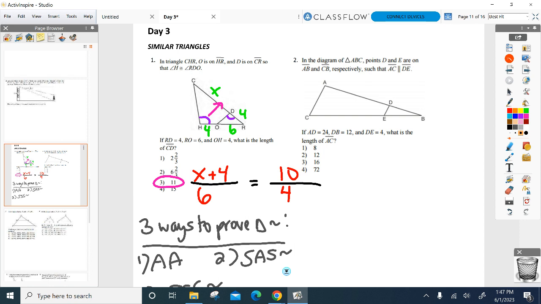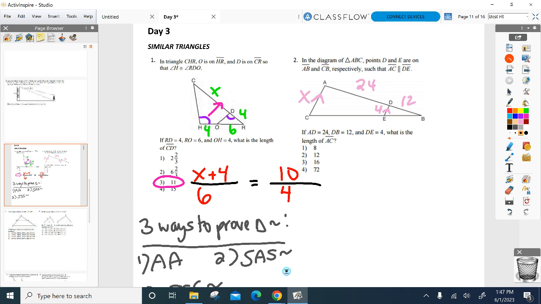All right, next up, I got AD is 24, DB is 12, DE is 4. What's side X? AC. And also in the givens, it tells us AC is parallel to DE. Guys, how are you going to know this is a similar triangles proof or question? Anybody? It's all similar triangles day, but it won't be on June 20th.